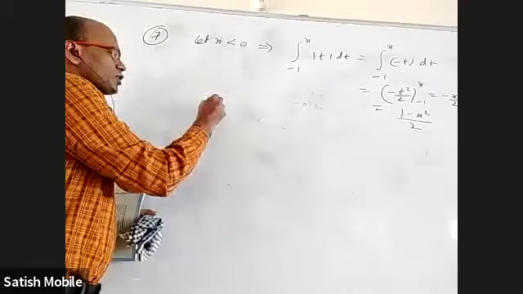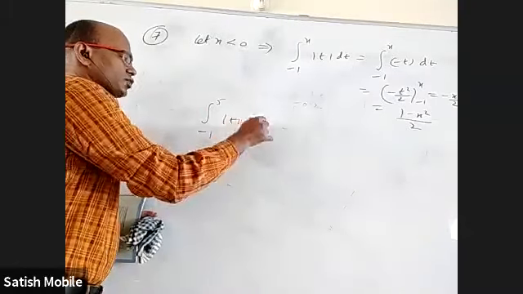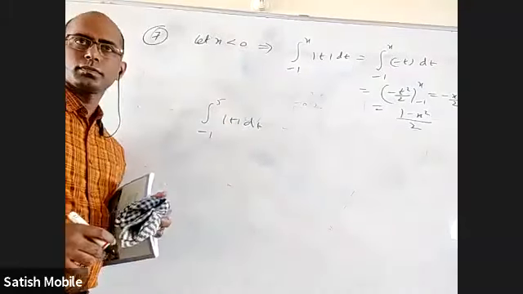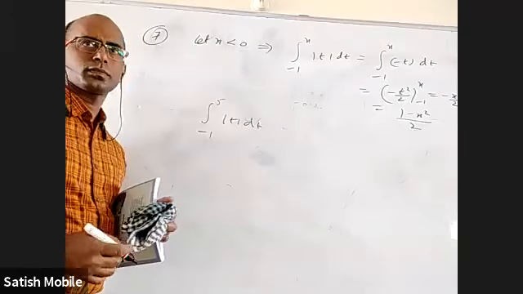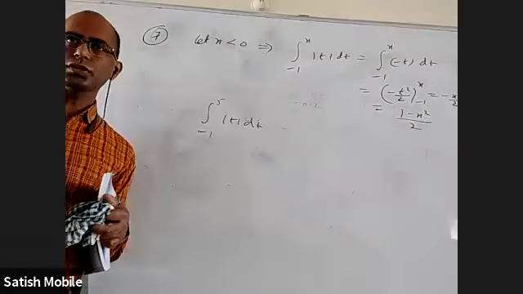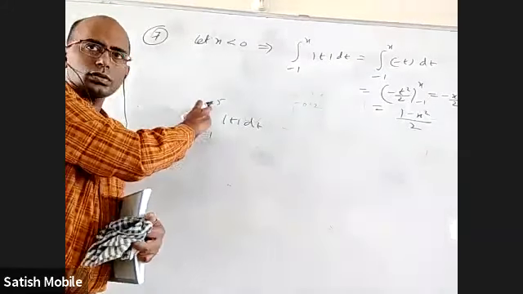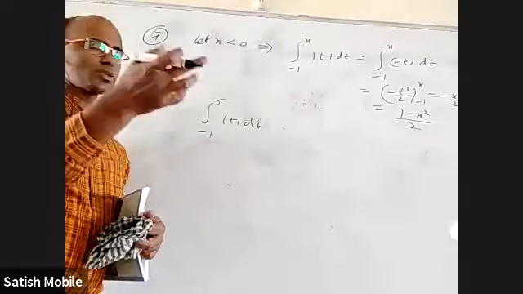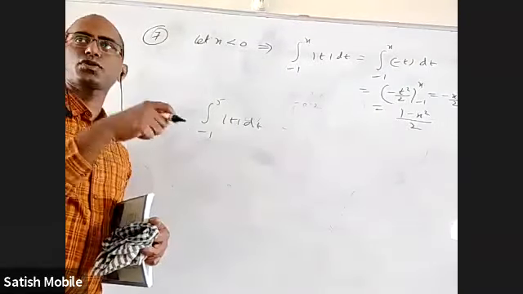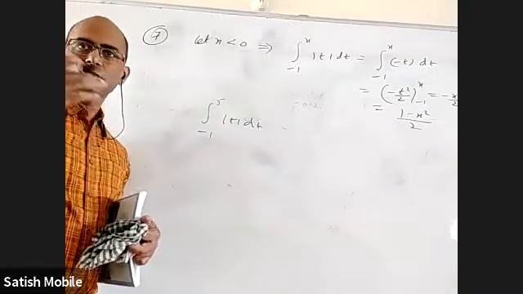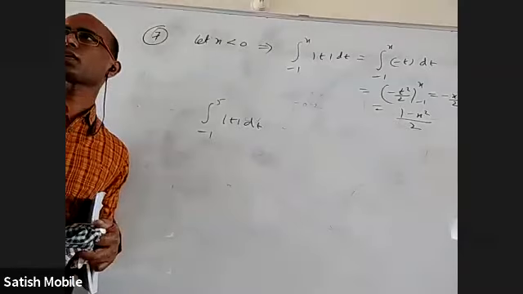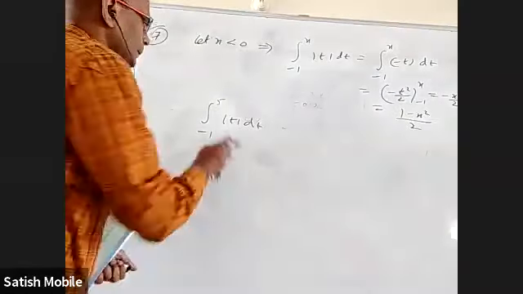Whereas if I want the integral from minus 1 to 5 of mod t dt, how should I find this integral? Minus 1 to 0 of minus t dt plus 0 to 5 of t dt. Yes, we have to break the integral at 0, because minus 1 to 0 and 0 to 5. Between 0 to 5, t is positive, so mod t is plus t. Whereas between minus 1 to 0, t is negative, so mod t I have to write minus t.